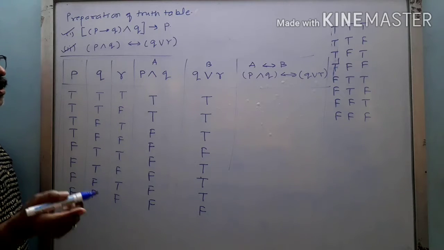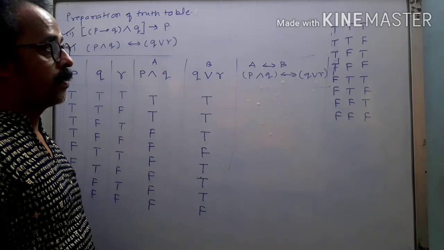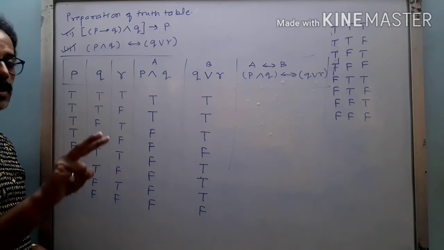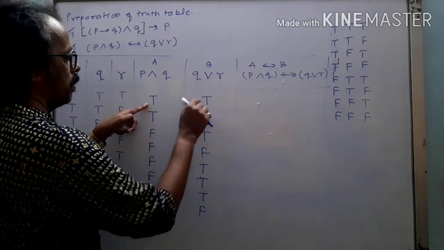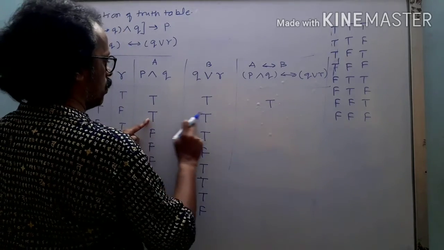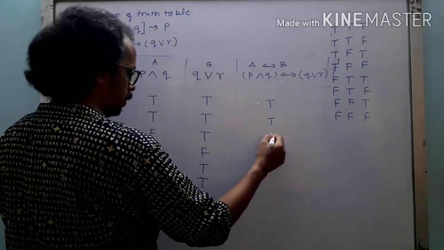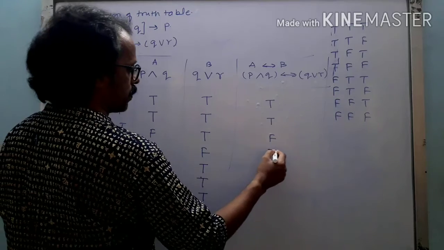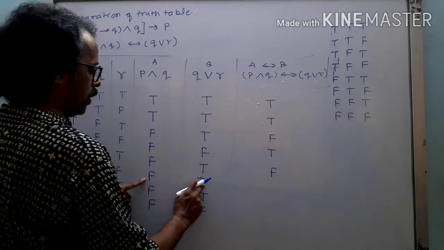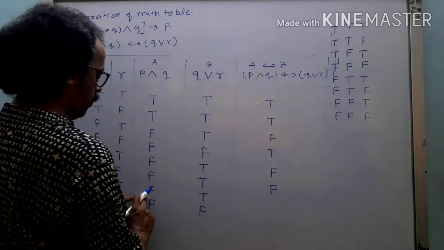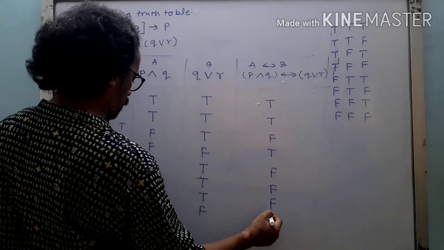Okay. Now between these two, we are going to write down the double implication. What is the condition for double implication? If both of them are true or both false, it is true. Otherwise, it is false. It means true double implies true is true. True double implies true is true. False double implies true is false. False double implies false is true. False double implies true is false. False double implies true is false. False double implies true is false. And false double implies false is true.